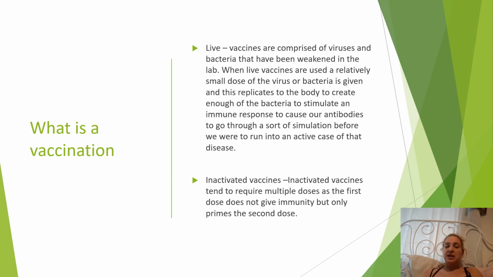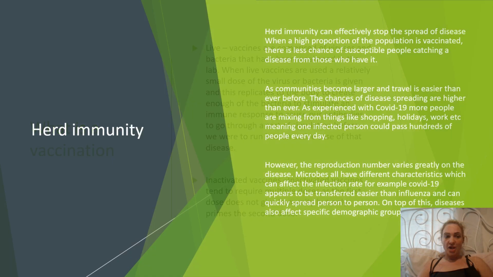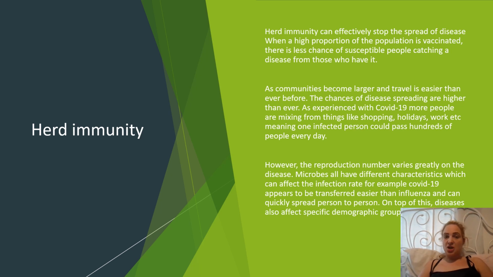Inactive vaccines. Inactive vaccines tend to require multiple doses. The first dose does not give immunity, but only primes the second dose. Herd immunity. Herd immunity can effectively stop the spread of disease. When a high proportion of the population is vaccinated, the chance of people catching it is reduced.